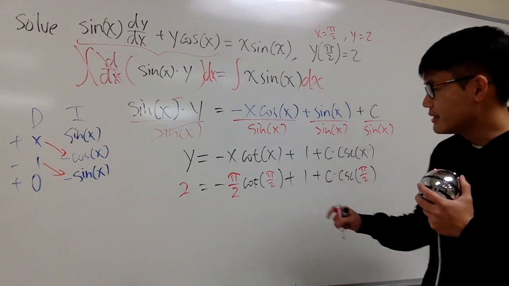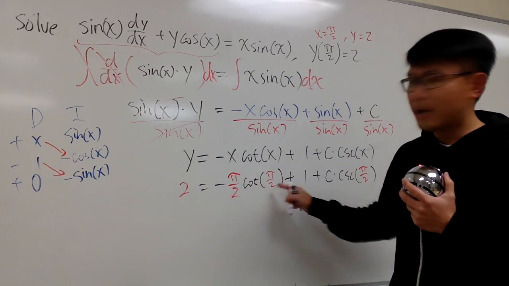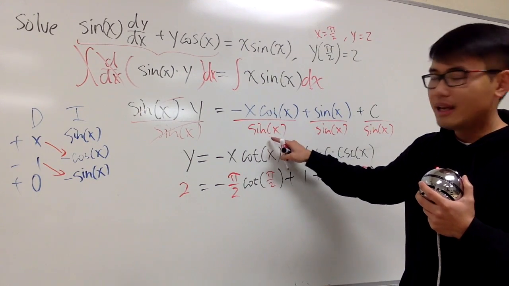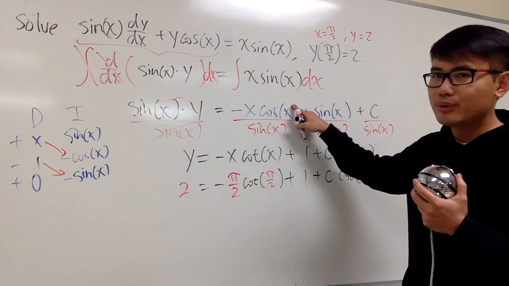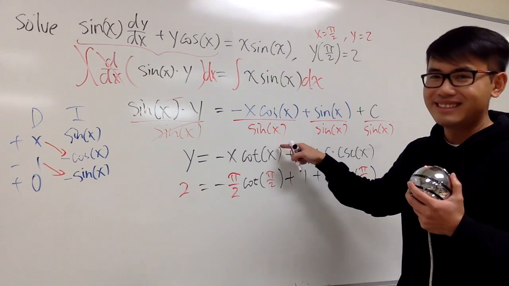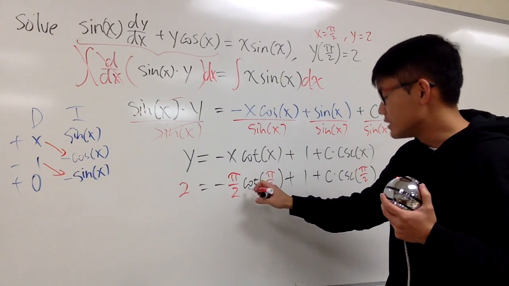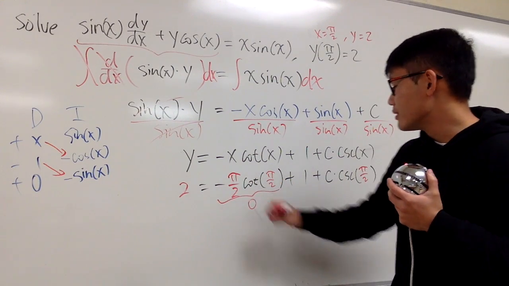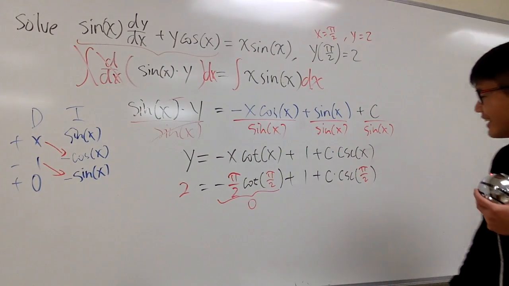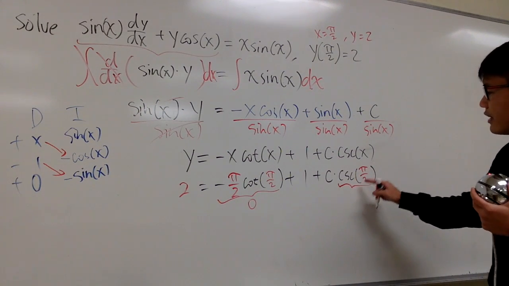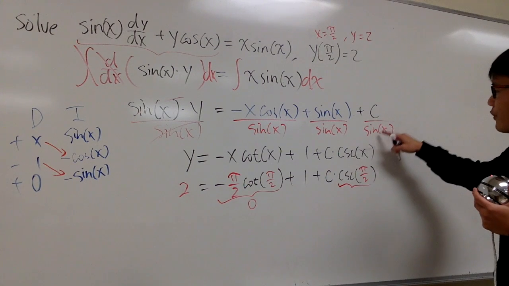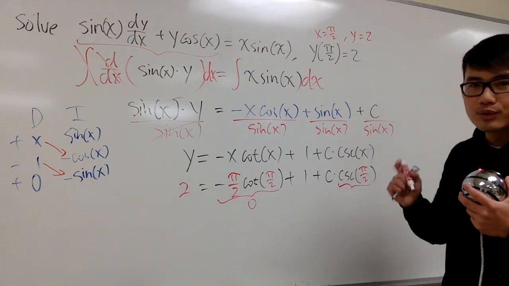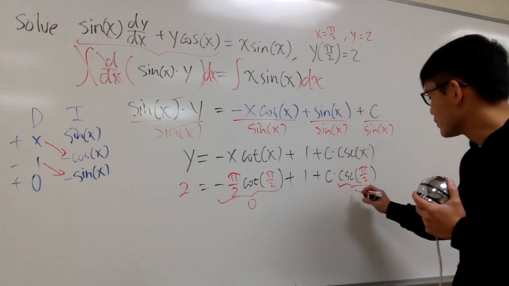Okay, now let me ask you guys this. What's cotangent of pi over 2? You can look at here. We have cosine over sine, right? And it's pretty much cosine of pi over 2, which is 0, over 1, right? So this right here is just 0, and multiplied by negative pi over 2, of course, everything right here will be 0. We have 1, like right here. And cosecant of pi over 2, you can look at 1 over sine x. When x is pi over 2, sine of pi over 2 is 1. 1 over that is still 1, so this is just 1.